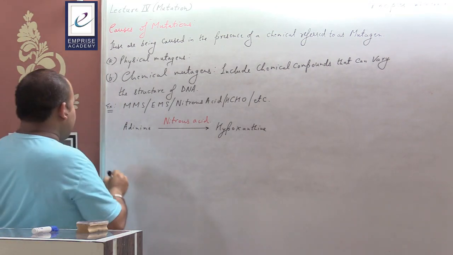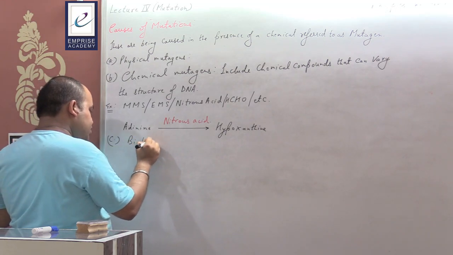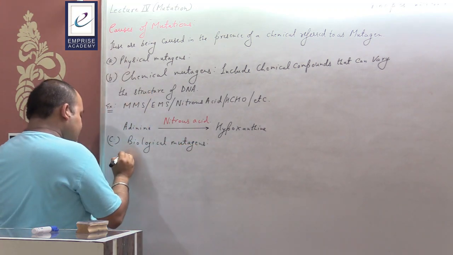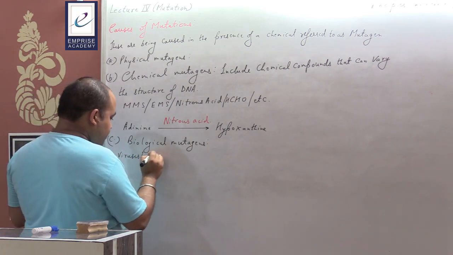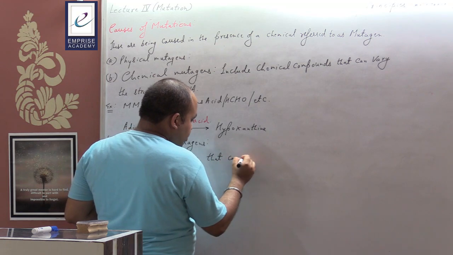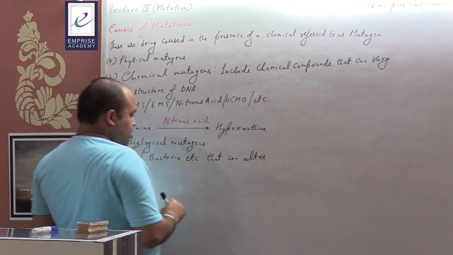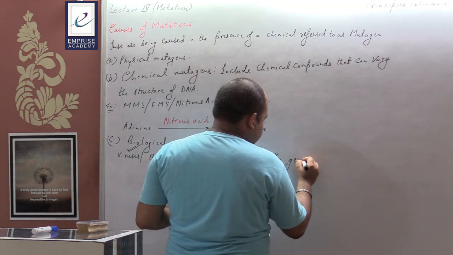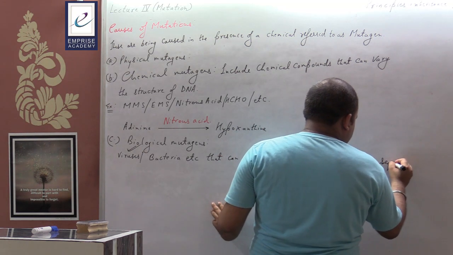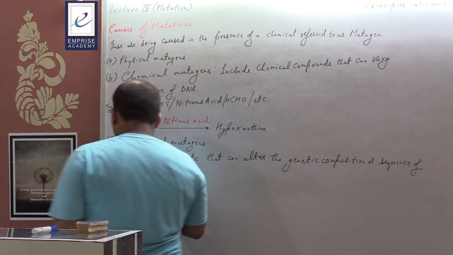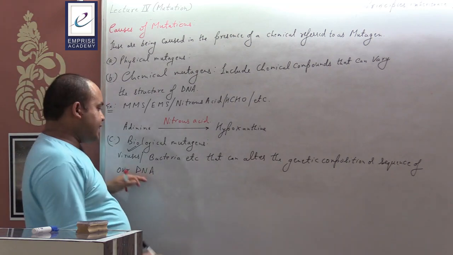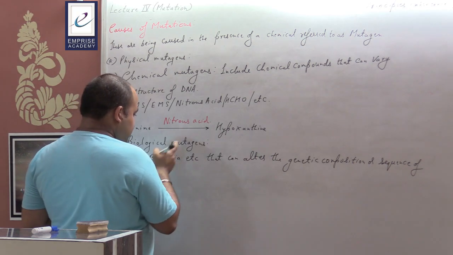The last one is the biological mutagens. The biological mutagens include viruses, bacteria, etc. It is usually viruses that can alter the genetic composition or sequence of our DNA. Such agents are called biological mutagens.